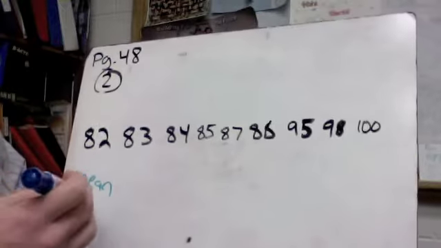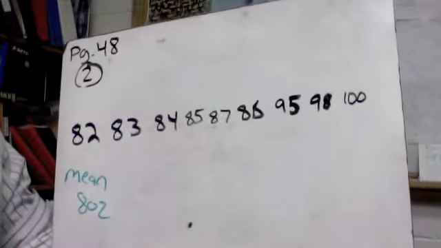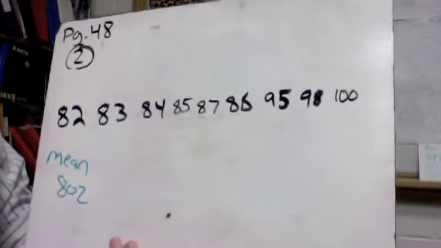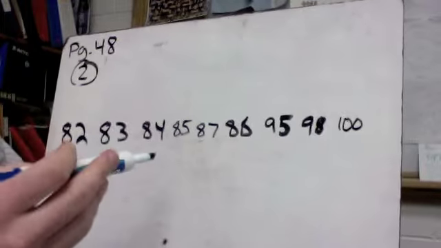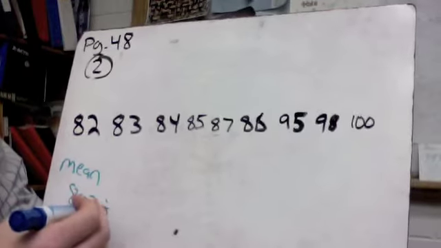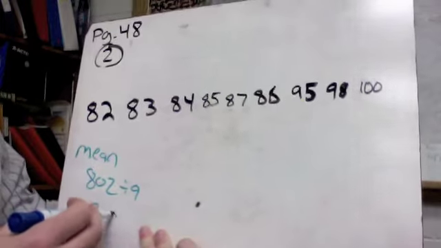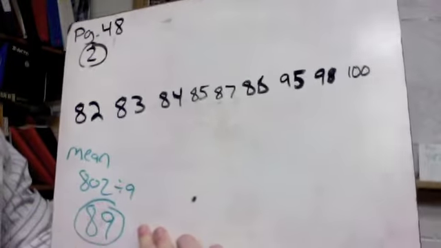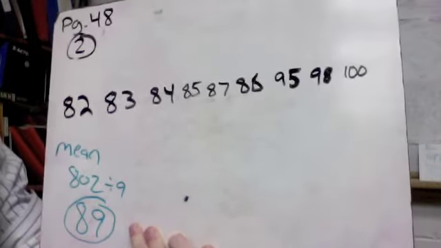Okay, and I've already done that. If you add all the 9 numbers together, you get 802. Then you just have to divide by the number of numbers that are in the actual set, and there's 9 numbers, so I would do 802 divided by 9, and your answer comes out to be right around 89. An estimate is fine with me because it doesn't come out whole. So that would be your mean.